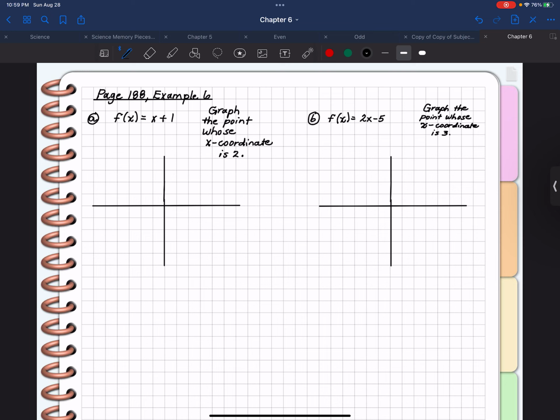So we need to find a point. We need to find the other half of this coordinate pair. So I'm going to let x be 2, and that means that y is 3. So the point we want to graph is (2, 3), over 2, up 3.